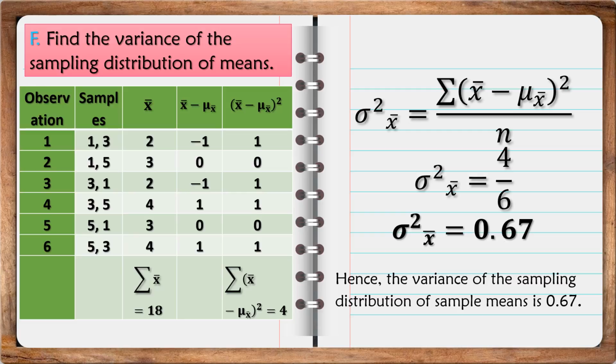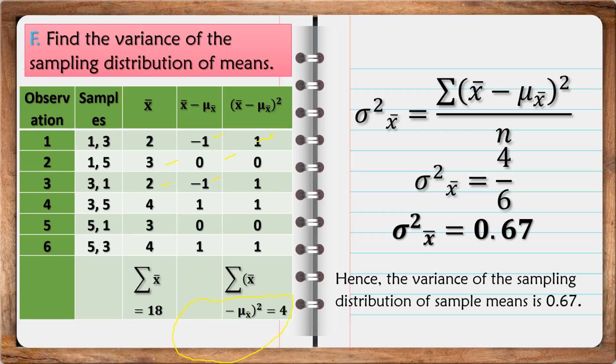So, 2 minus 3, that is negative 1. 3 minus 3 is equal to 0. 3 minus 2, 2 minus 3, that is negative 1, and so on. Then, squared again. Negative 1 multiplied by negative 1, that is 1, and so on. So therefore, if we add 1 plus 1 plus 1 plus 1, that is 4. So therefore, our variance of sampling distribution is 4.